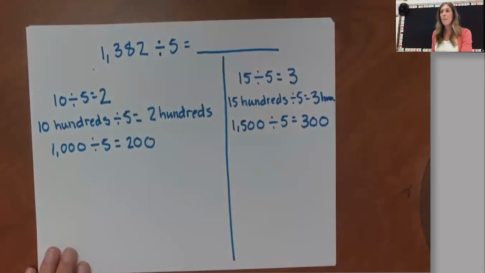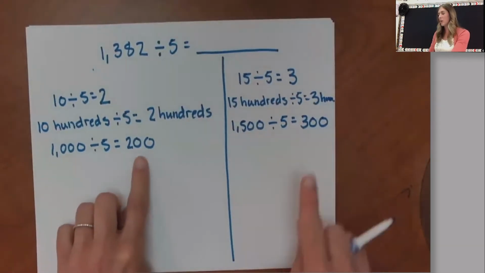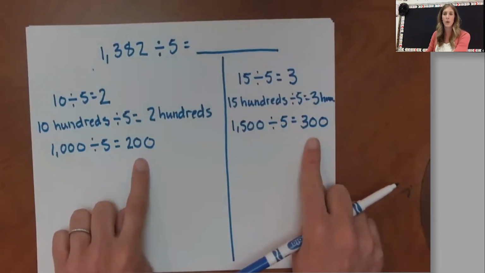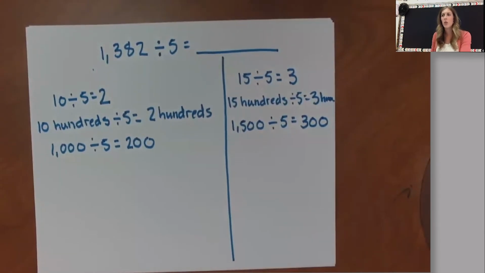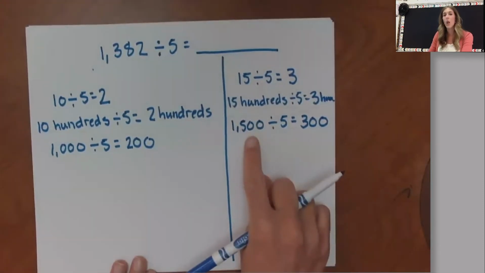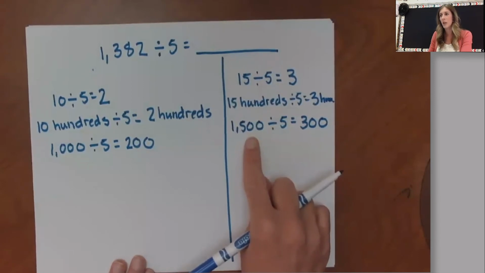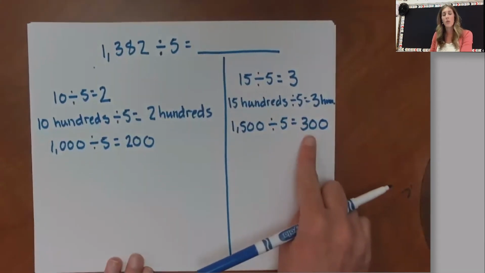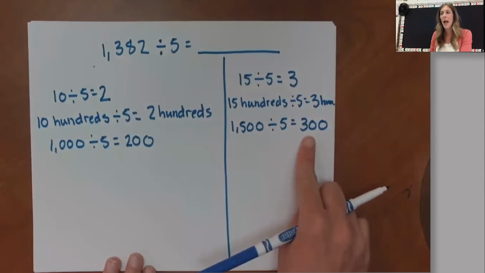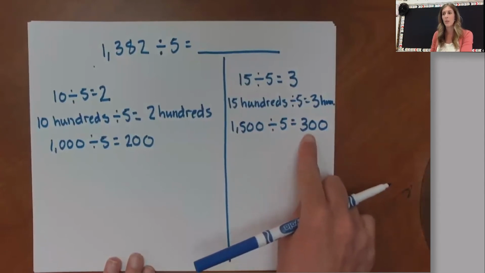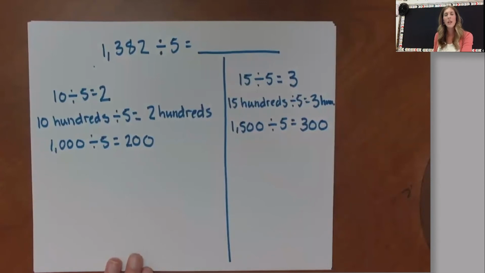So that means that Miss Poe would need to put between 200 and 300 books on each bookcase. Which estimate do you think is closer to the actual answer? Since 1,382 is closer to 1,500, that means 300 is closer to the actual answer of how many books she would need to put on each bookshelf. Thank you for thinking through that with me. Now let's do one together.